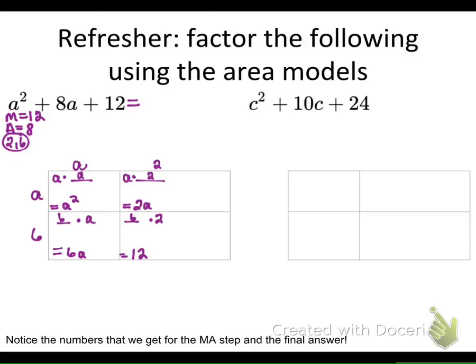So area equals height times width. What's my height? A plus 6. What goes around that? Parentheses. Another set of parentheses. What's my width? A plus 2. And box it. Okay. If you don't have it down, try to quickly get it down. If you do have it down, feel free to go ahead and start finding the MA of the next one here.